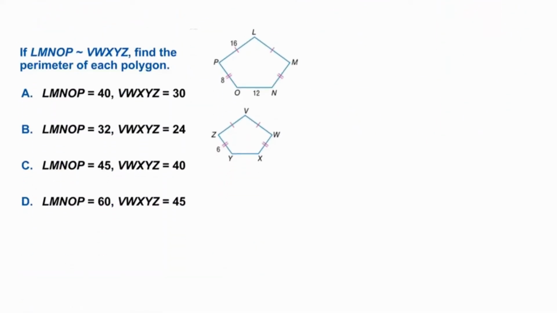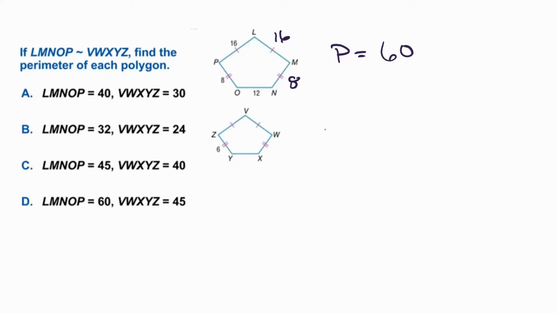We're told the polygons are similar. Filling out the side lengths, we know this is 16 and this is 8. We want to find the perimeter here, and that would be 16 plus 16 plus 8 plus 12 plus 8, which would give us a perimeter of 60.